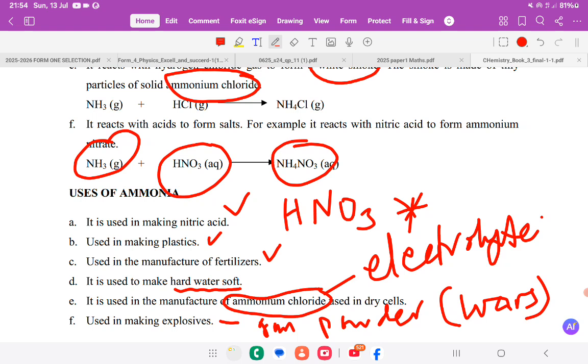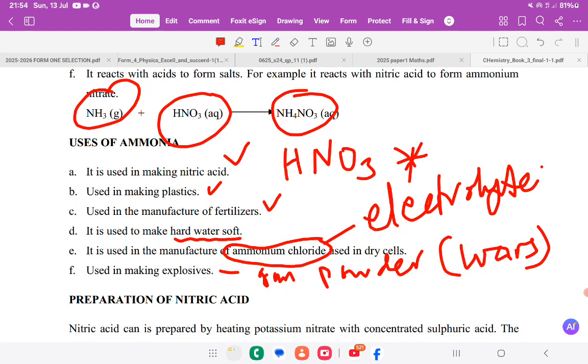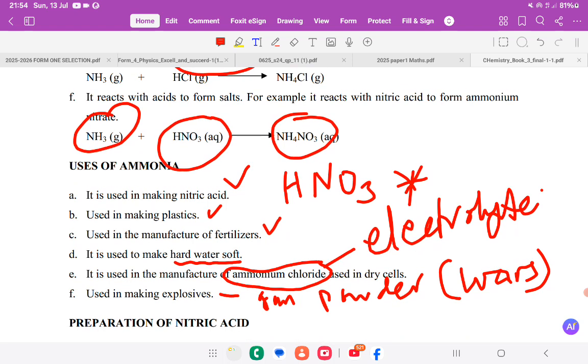When we meet again in the next lesson, we are going to look at yet another compound which is called nitric acid, which is also a compound of nitrogen.